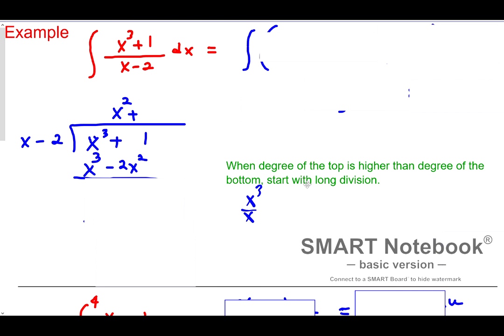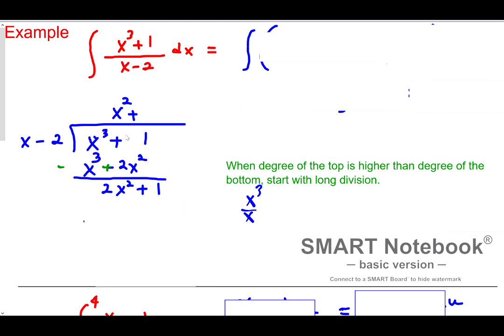Now let's subtract. To subtract means we're going to do negative 1 times the whole quantity, so you should distribute the negative. The first one will be negative, the second one will be positive. And if you add x cubed minus x cubed, they cancel. That's always a good sign. You want the first ones to cancel when you're doing long division. And then 1 plus 2x squared is just 2x squared plus 1.